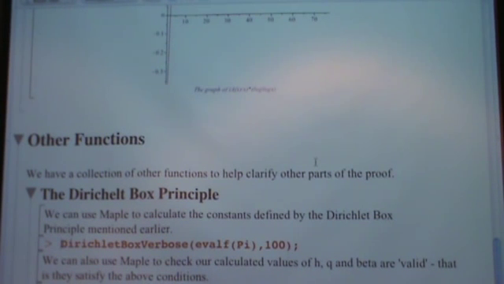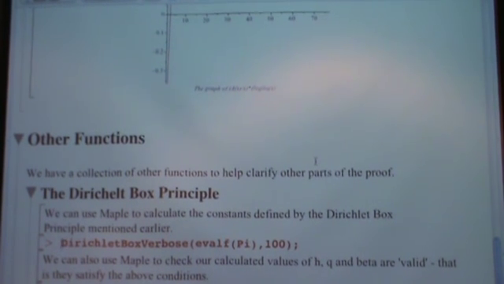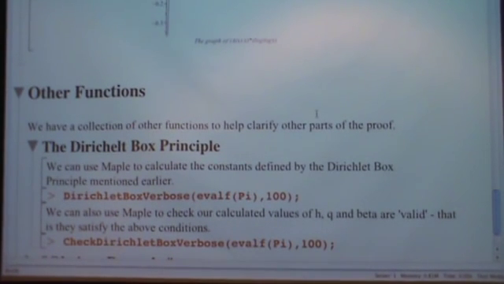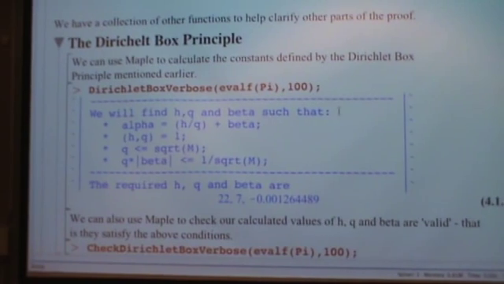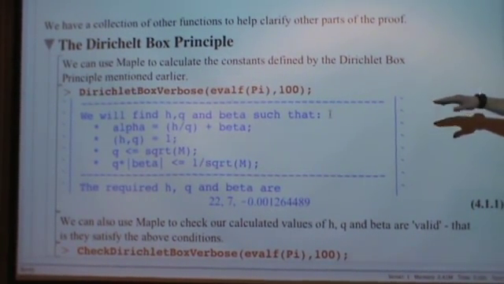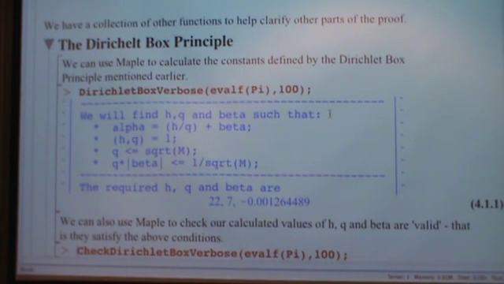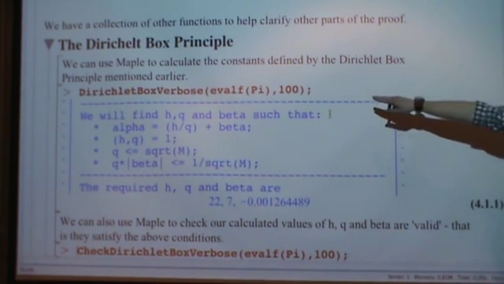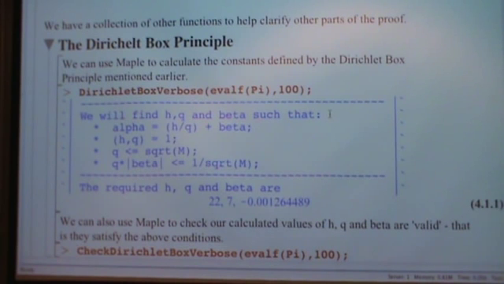For the Dirichlet box principle, if you want to calculate the Dirichlet box constants, you run dirichletbox. The verbose procedure gives you a little bit of explanation. So in this case, if you want to work out the Dirichlet box principle constants for pi, you run dirichletbox for pi. I'm using m equals 10 rather than m equals 100, because of the way that Roth stated it, it actually involves the square root of m. But it calculates the Dirichlet box principle constants.